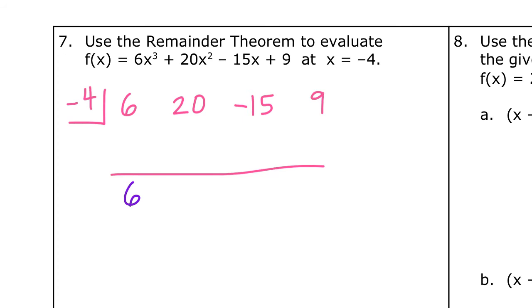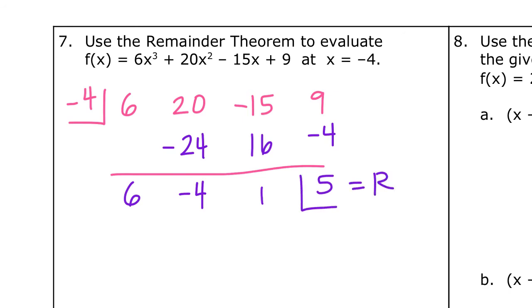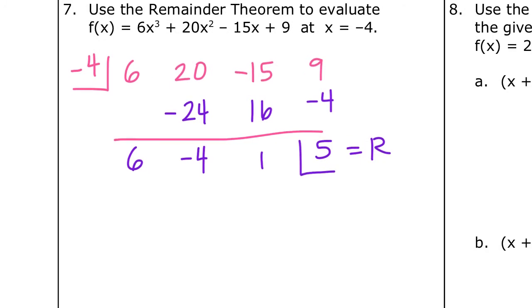Now let's multiply. Negative 4 times 6 is negative 24. And add gives me negative 4. This gives me positive 16. Add gives me positive 1. Then this gives me negative 4. Add these together, and that's positive 5. So positive 5 is my remainder. According to the remainder theorem, that means that if I were to plug in this number, negative 4, whatever I divided by, into the original function, my answer would be the remainder. So my answer would be that 5.